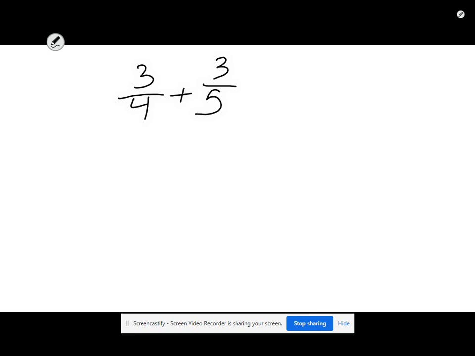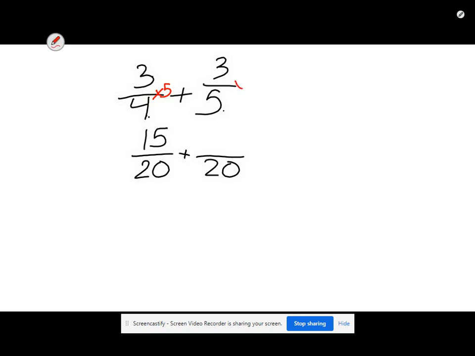What is your first step, Mia? Finding the common denominator. So I look at my 4 and my 5. What is the least common multiple of 4 and 5? Tristan? 20. What am I going to multiply the 4 by to get to 20? Mia? 5. So whatever I do to my denominator, I have to do to my numerator. 4 times 5 is 20, so 3 times 5 is 15.